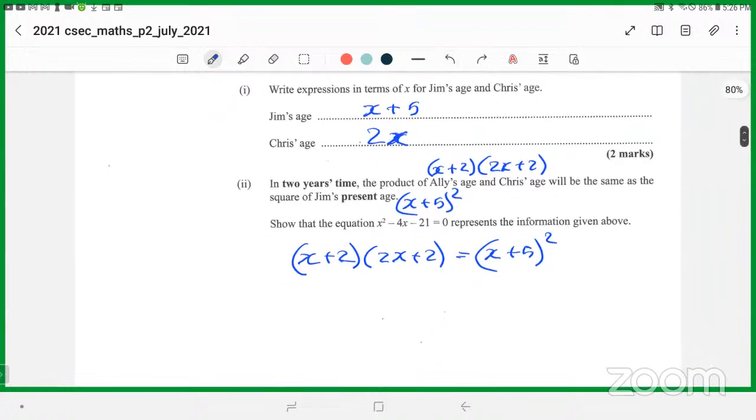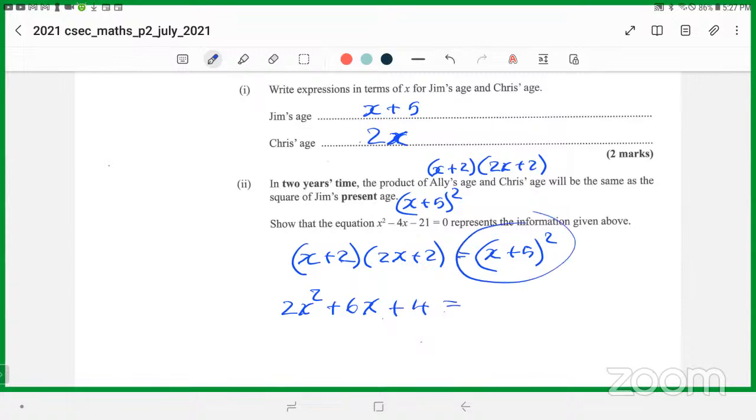So all we have to do now is simplify this down, and it's supposed to work out to this. I'm going to expand this side first. x times x is x squared, x times the 2x is 2x squared. And then the middle term is the far product and the near product. The near product is 4x and the far product is 2x. That gives you the middle term, that is 6x. 4x and 2x is 6x. And the third term is this times this, which is 4.